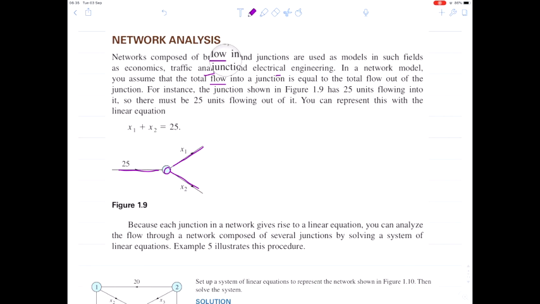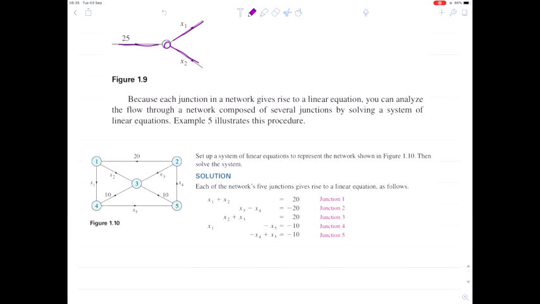For example, you might have a network that looks like this, and you want to work out... So we know that we've got, for example, 10 units flowing from 3 to 4, and so on. What we want to do is work out what each of these flows is, or whatever it is that we're modeling. And it turns out that we can use a system of linear equations to solve this problem as well.